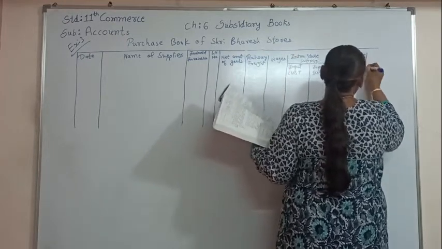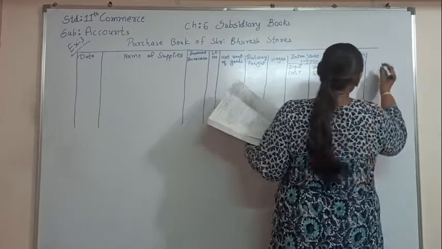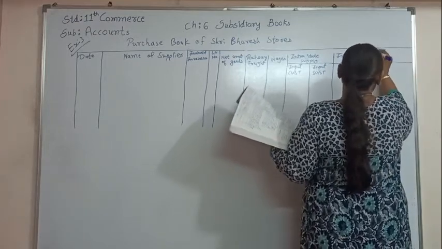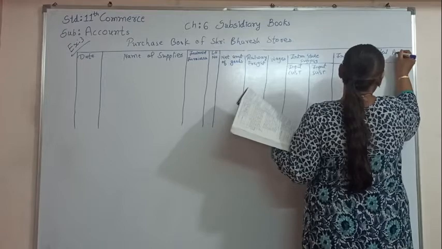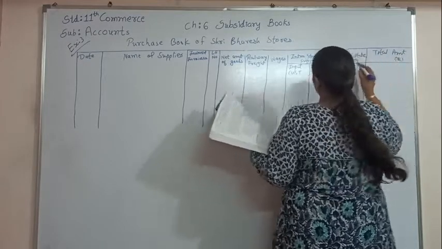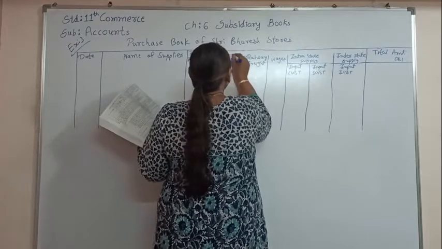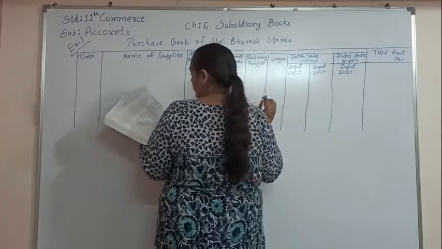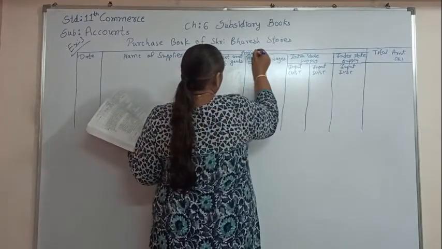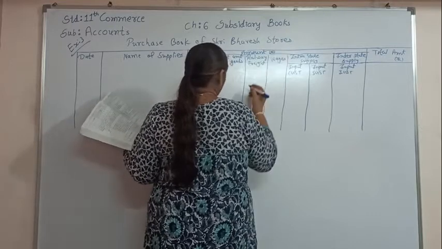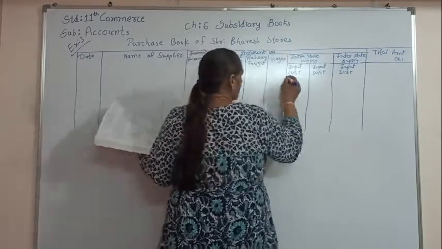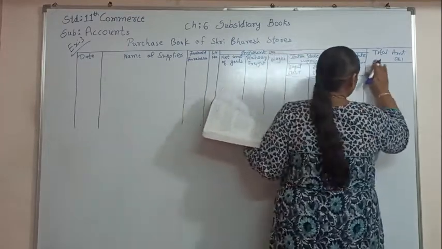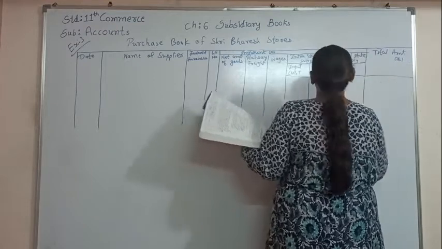So that is for that, and afterwards there will be the total amount in rupees. Here we are going to write all the transactions in rupees, as we are writing our books of account in rupees. So amount in rupees. So this is how we have to prepare the subsidiary books.